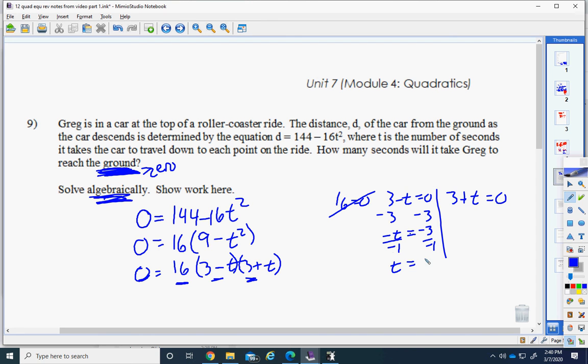And t can be 3, or t can be negative 3. T is time. In seconds, time can't be negative. This gets rejected. So the time must be 3 for when it hits the ground. So we'll answer that in a sentence. It reaches the ground in 3 seconds.